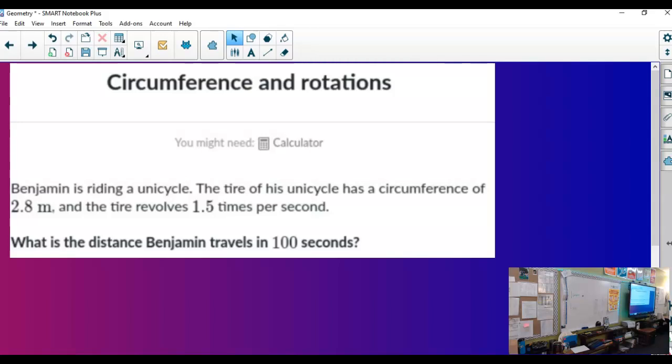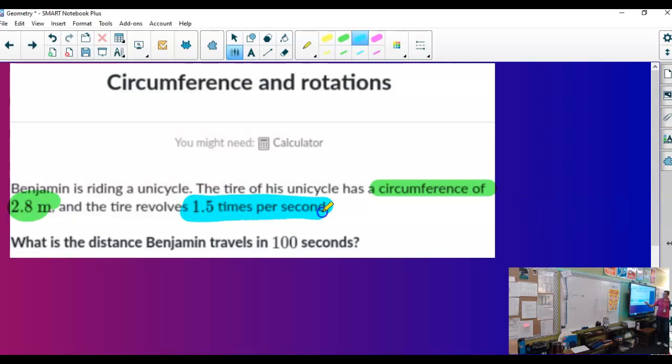Wow, there's a lot of numbers here. Benjamin and his unicycle. Now, fortunately, there are a lot of numbers here, but one feels like it's already done for you. They tell us the circumference. So that's one spin. However, it does that 1.5 every second, and then we go 100 seconds.